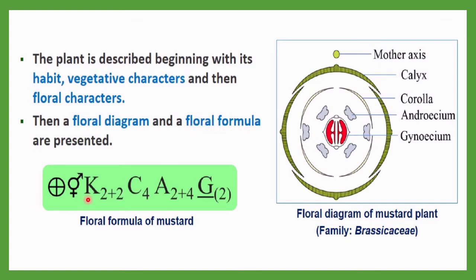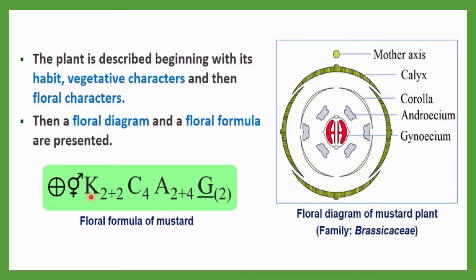Here you can see this is a floral formula for the mustard. This symbol we will discuss in the next slides. So these all indicate the floral formula. These indicate symmetry, then this indicates sexual behavior, whether it is male or female, containing sexual organs, whether it is bisexual or monosexual.